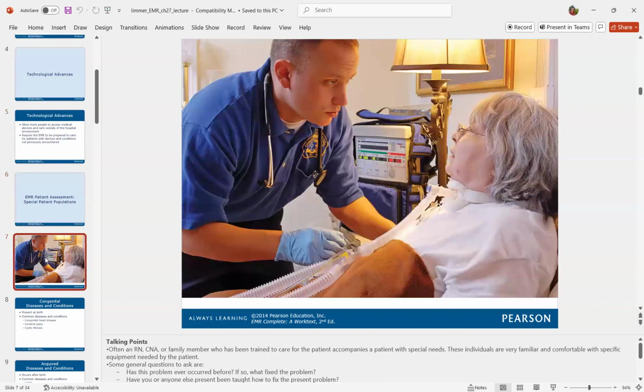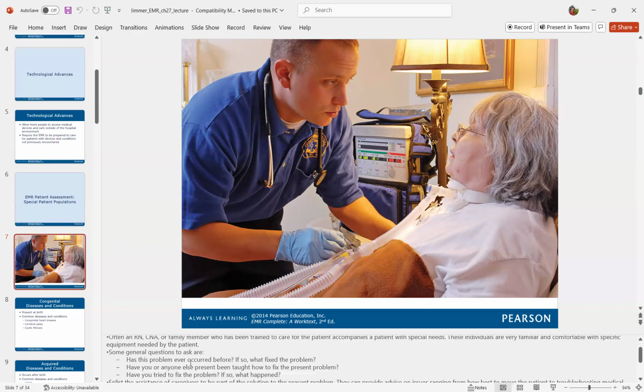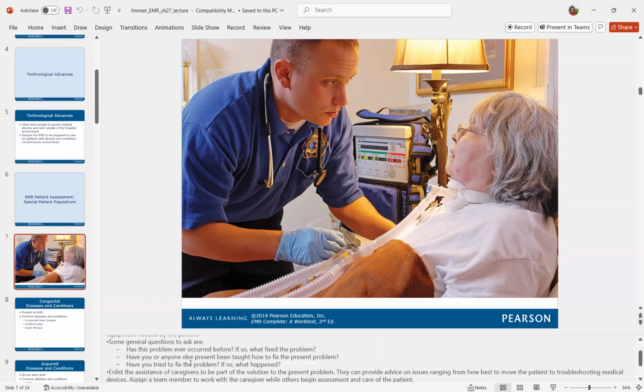So assessment. Often nurses, CNAs, or family members who have been trained to care for these patients accompany a patient with these special needs. They'll be with them. These individuals become very familiar and comfortable with specific equipment that is needed by these patients. Some general questions that we can ask when we get there: has the problem ever occurred? What fixed it before? Have you or anyone else present been taught how to fix it? And if they haven't, we don't know what to do with it, right?